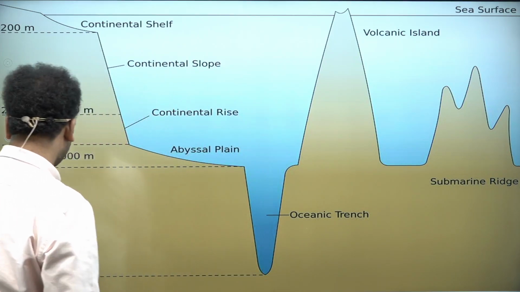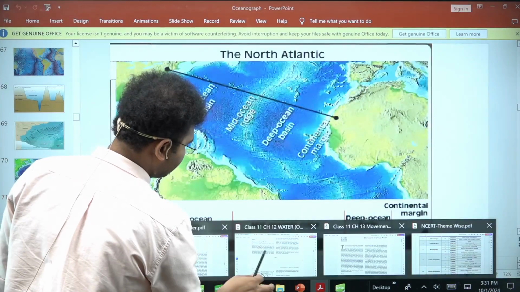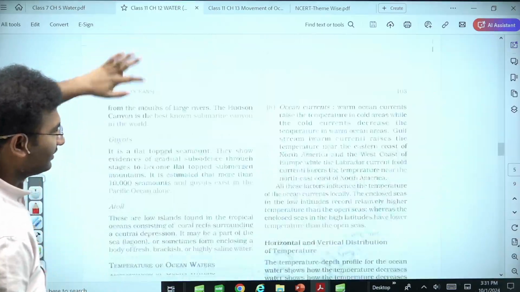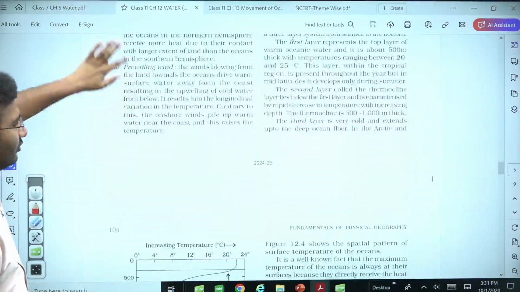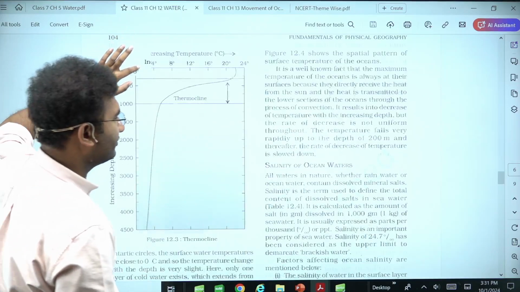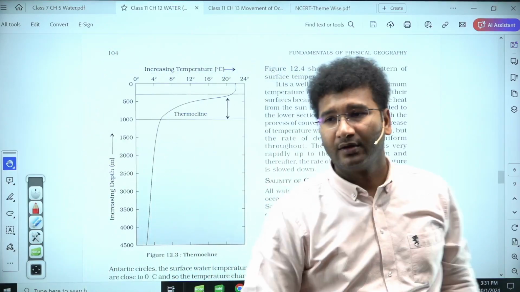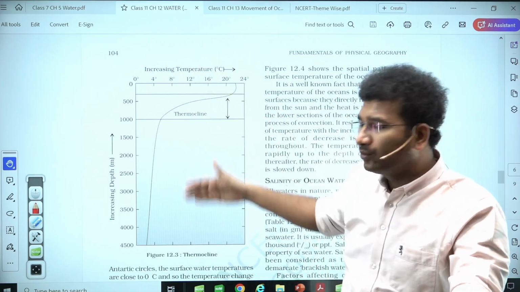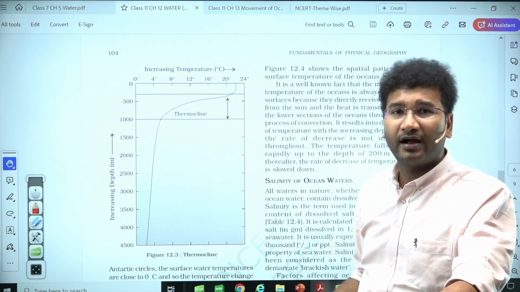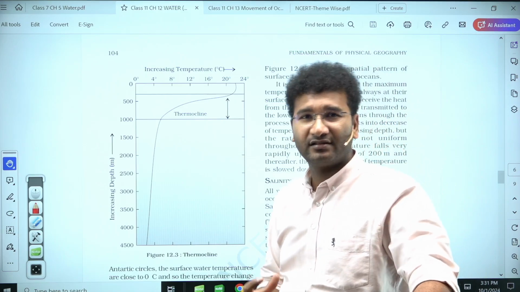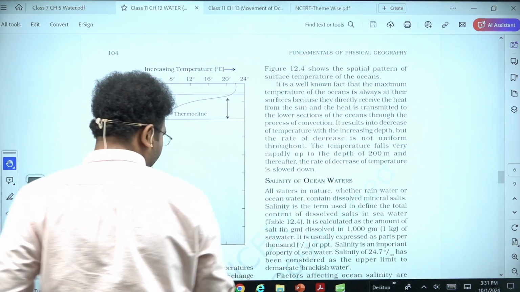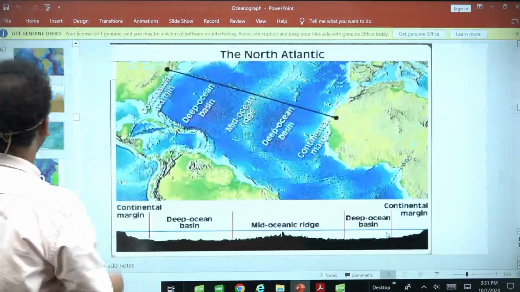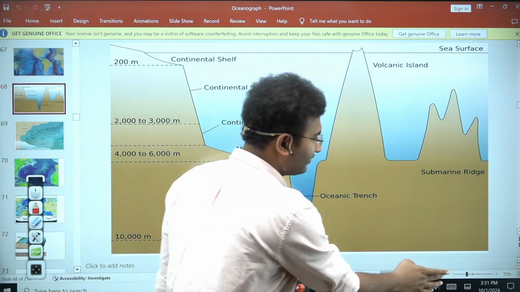Now come to the next component of your chapter. The major part of the topics are given here. Now you need to know how the temperature of the ocean is distributed, because this is very, very important for you to understand the oceanic currents, how the ocean water moves. When you go into the depths of the ocean, how the temperature of the water is there, that also you need to know. That is very important for us to understand the movement of the oceanic water. So come here and let's try to understand how the temperatures of the ocean water are present.